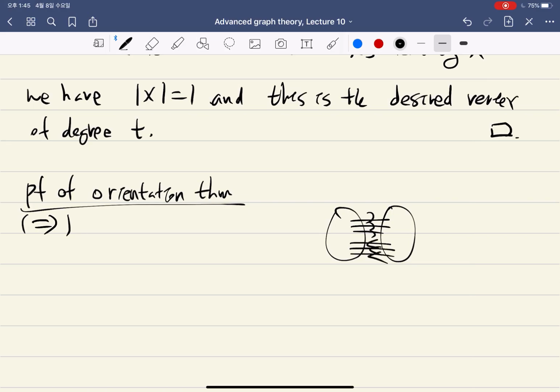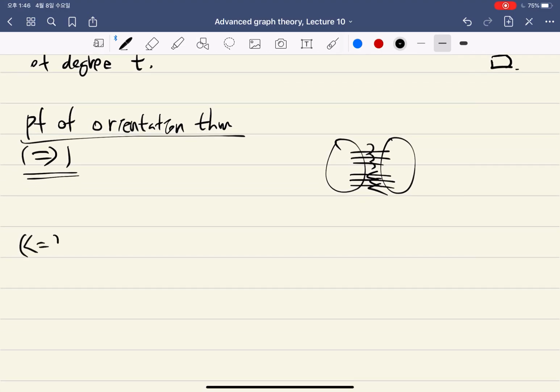So as an undirected graph, there are 2k edges in any cut. So as an undirected graph, this must be 2kh-connected. So this direction is easy. And let's consider the other direction. So we use induction on n, the number of vertices.